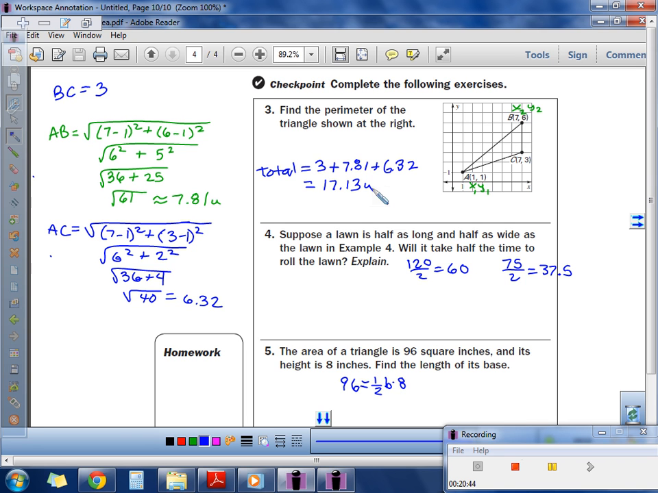Good. Good job. On number 4, it says, suppose the lawn is half as long and half as wide as the one in example 4. So take half of those values in example 4. And then it says, will it take half the time? Well, we need to examine that proportion again. So the proportion, in that upper left, we did 60 times 37.5. What does that come out to be? That's our area. What do we get when we type that in? 2,250.